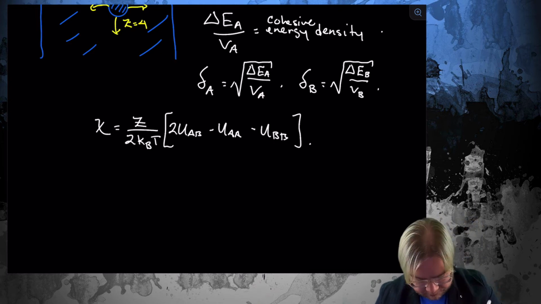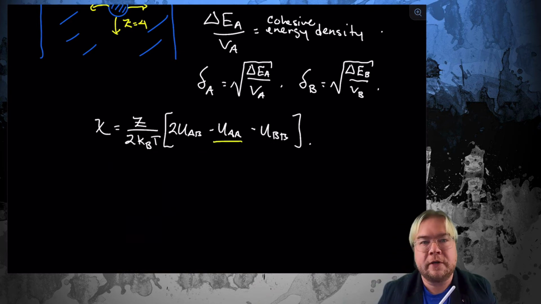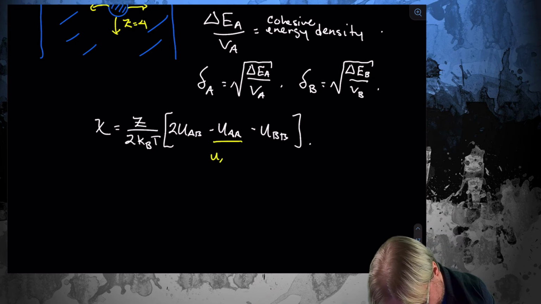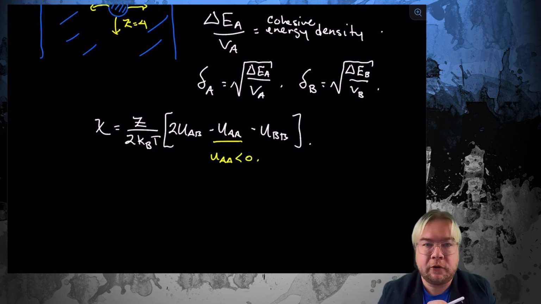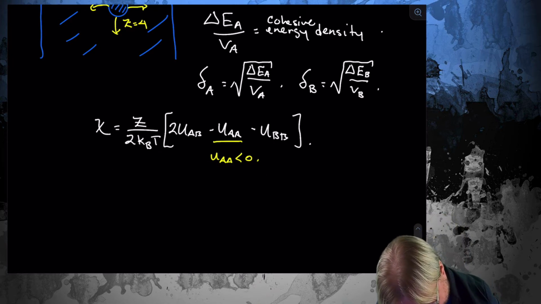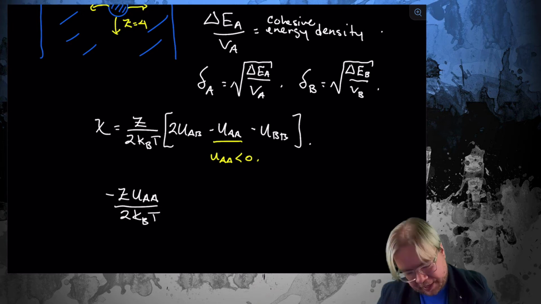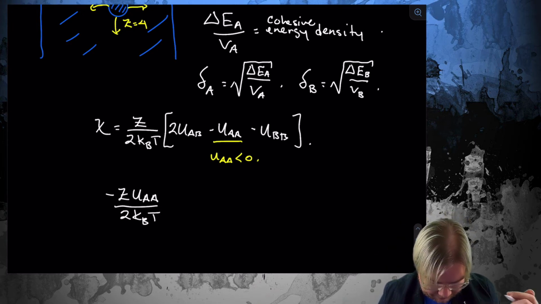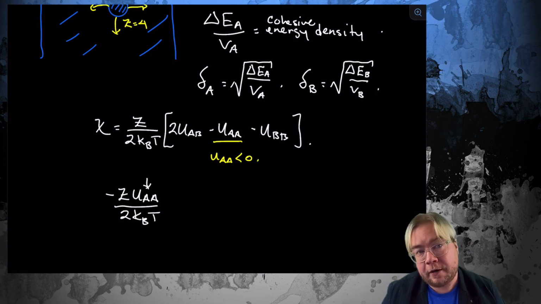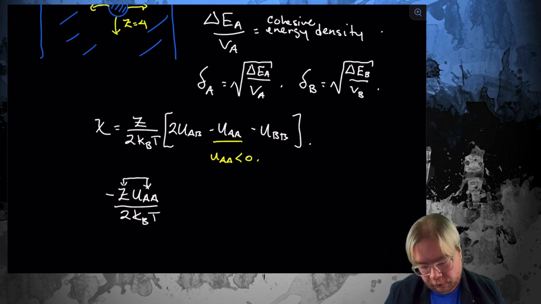So let's just look at one of these terms. Let's just look at the A term. Remember, UAA is less than 0. So if I wanted to get an idea of what the energy is, if I have minus Z times UAA divided by 2 kBT, that quantity should be positive, and that's the interaction strength of an A particle with one neighbor multiplied by the number of neighbors that there are, of course divided by 2 so that we don't double count.